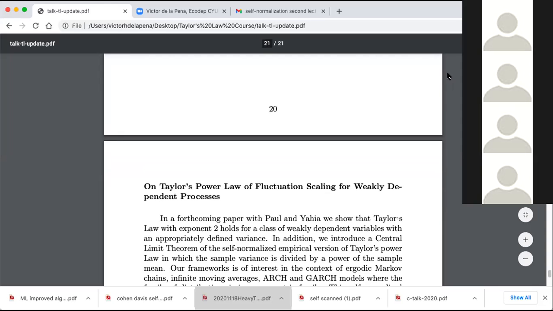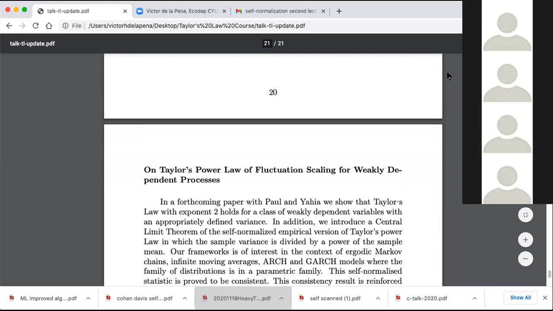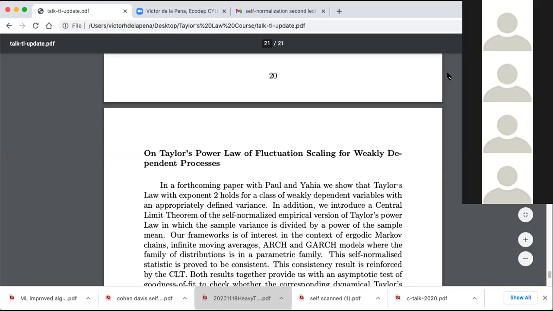Our framework is of interest in the context of ergodic Markov chains, infinite moving averages, ARCH and GARCH models, where the family of distributions is a parametric family. This self-normalized statistic is proved to be consistent, and the consistency result is reinforced by a central limit theorem.